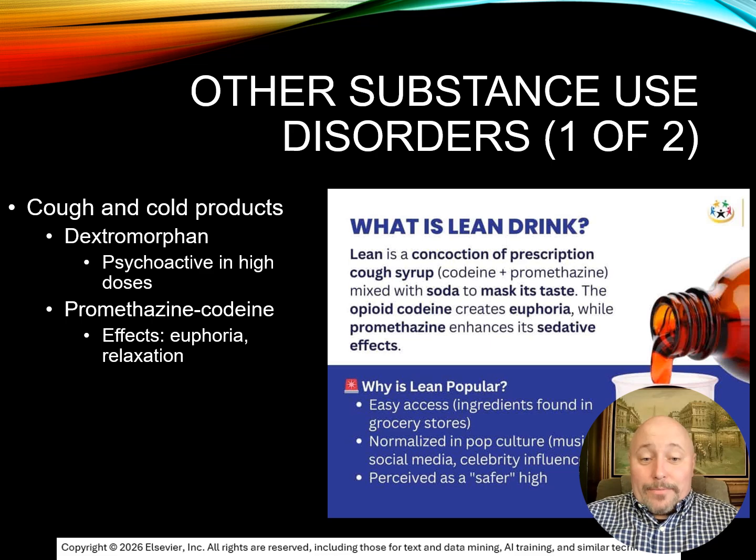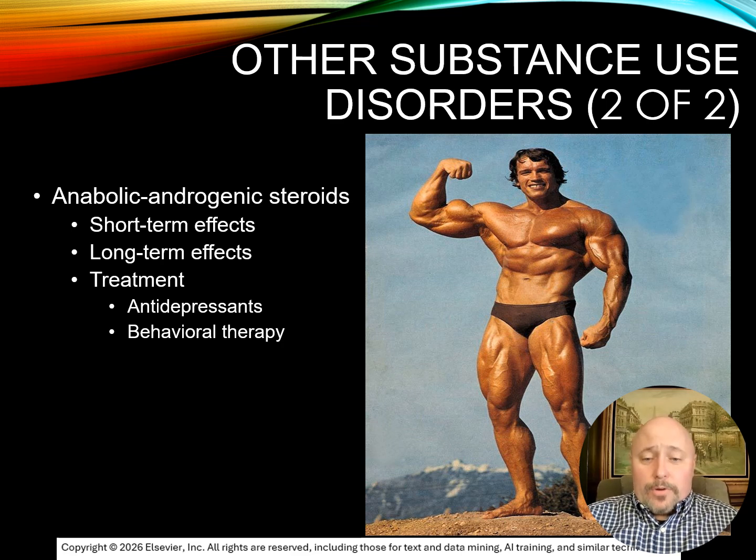Another you'll hear more and more about on the internet is going to be cough and cold products, dextromethorphan, promethazine with codeine. Anabolic steroids is another one that is probably more common than a lot of us realize. And unfortunately, it has some serious effects on the body.